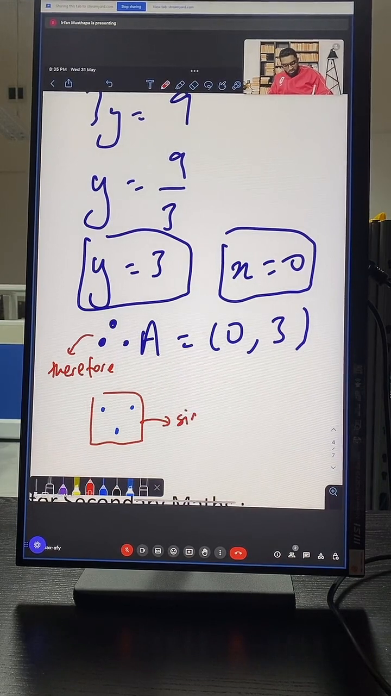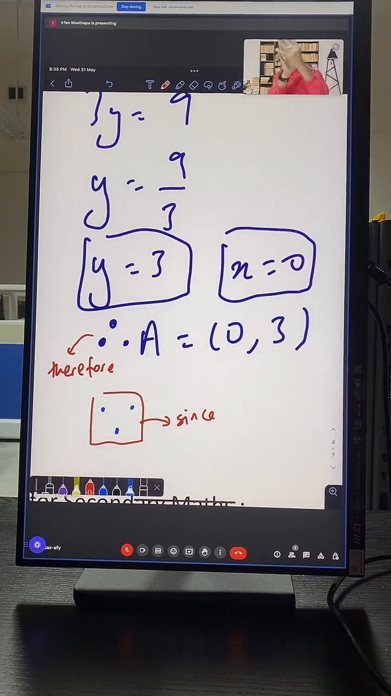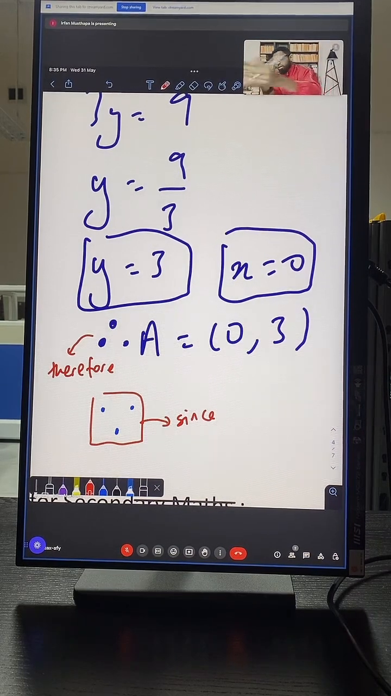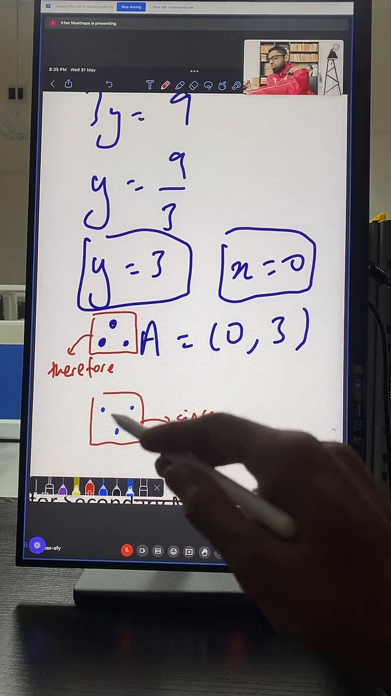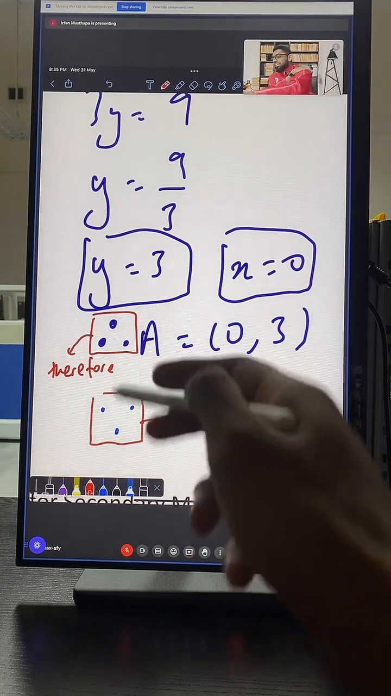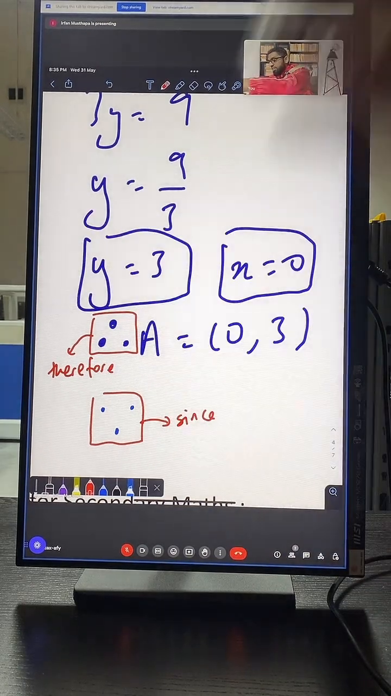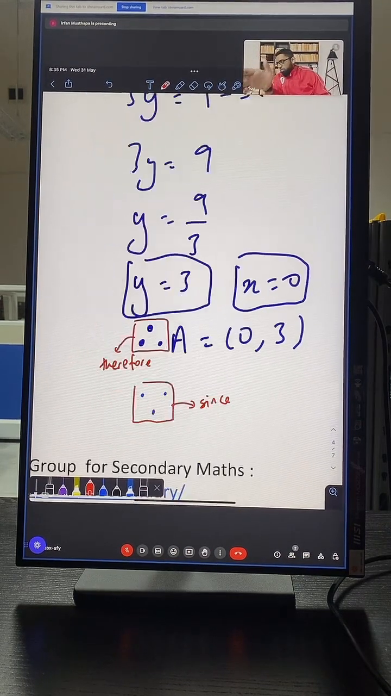Since. Especially when you go to Sec 3, Sec 4, you may need to do some proving in mathematics. So if that is the case, you need to use some short forms. These 3 dots, if you write it this way, two at the top, 1 at the bottom, this means since. 3 dots like this means therefore. Okay, fantastic job, guys. I really appreciate all your efforts today. Keep it up. I'll give you a round of applause for today.